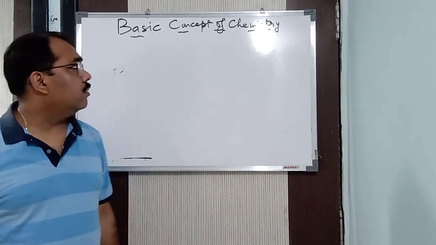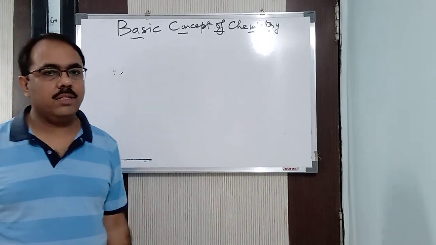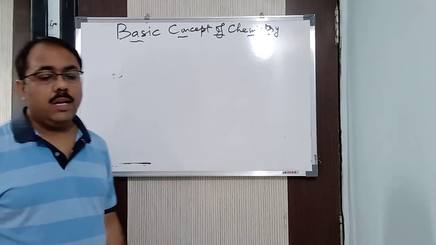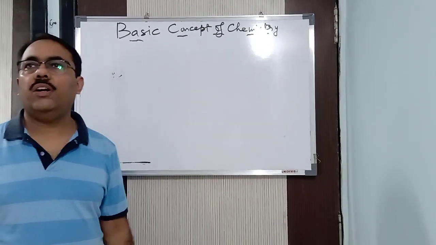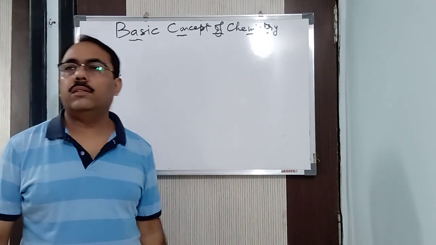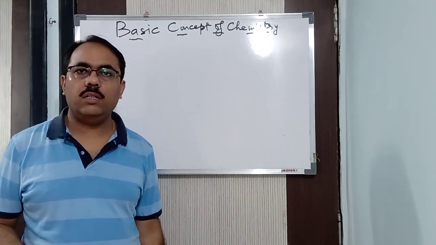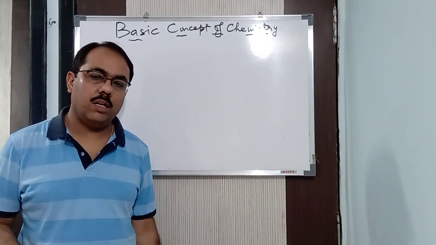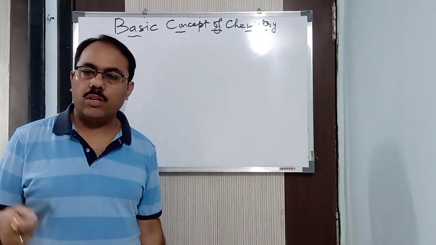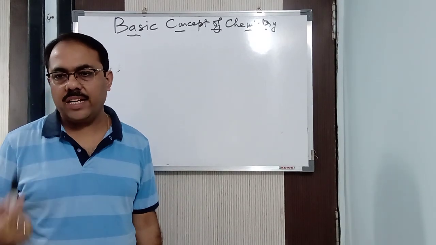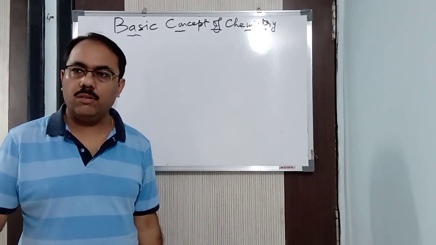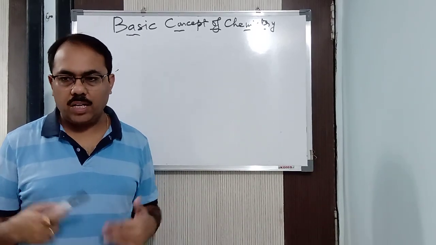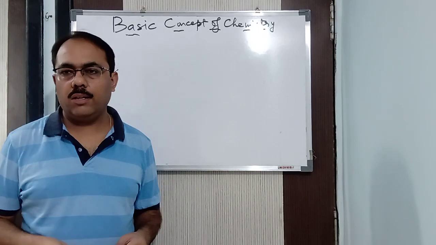So without wasting any time, let me start the chapter. Your chapter is basic concept of chemistry, the first chapter. In the beginning, we have what chemistry is and the different branches of chemistry, like physical, organic, inorganic, biomolecular, analytical, industrial, and many others. Then we have the states of matter, solid, liquid, gas, plasma, and the differences between them. All these things you studied in the lower classes.